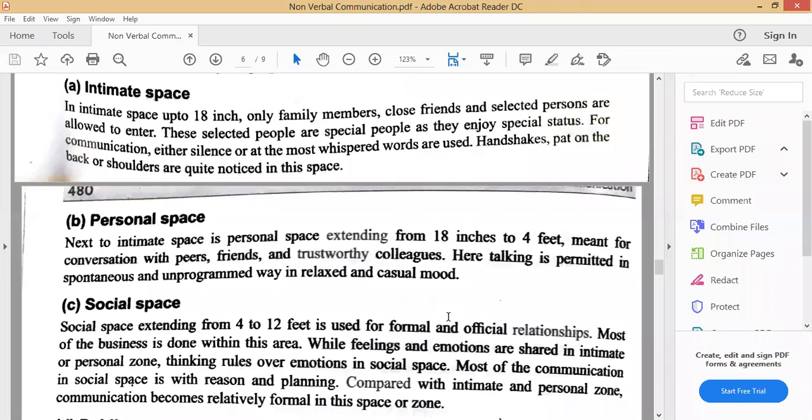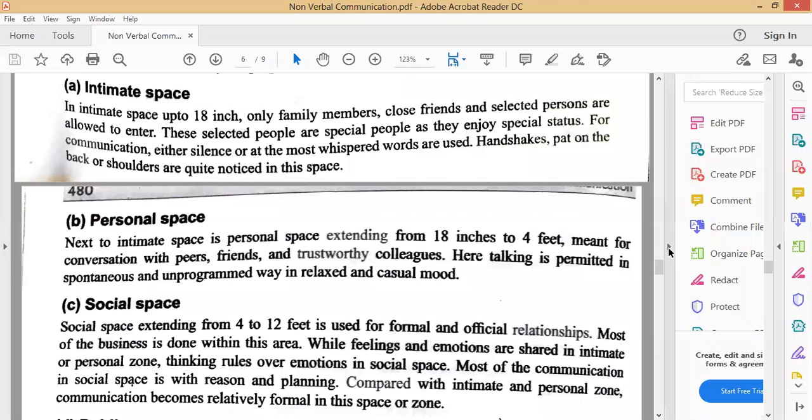Then pat on the back and shoulder are quite noticed in the space. ठीक है. So ये क्या है? And these are the examples of intimate space, and it is a space that we share with really close people. Next is personal space. So personal space में क्या है?